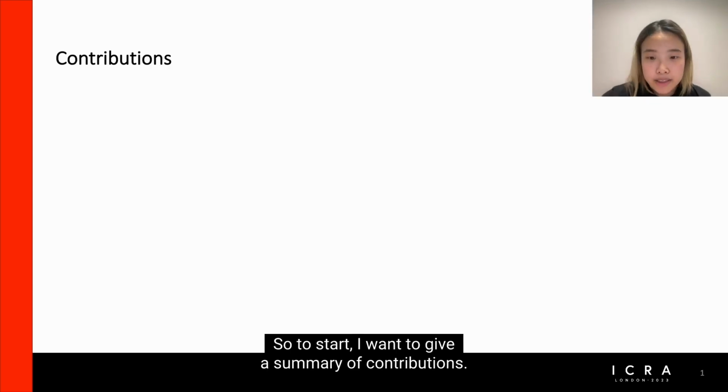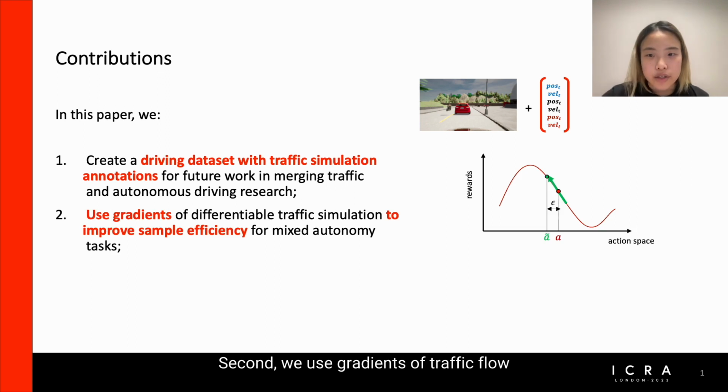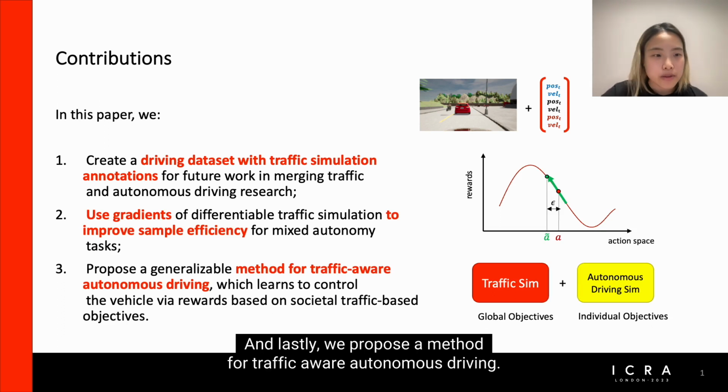So to start, I want to give a summary of contributions. Firstly, we create a driving dataset with traffic simulation annotations. Second, we use gradients of traffic flow to improve sample efficiency in mixed autonomy tasks. And lastly, we propose a method for traffic-aware autonomous driving.